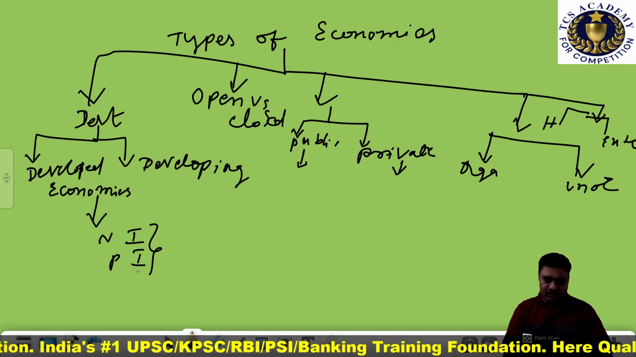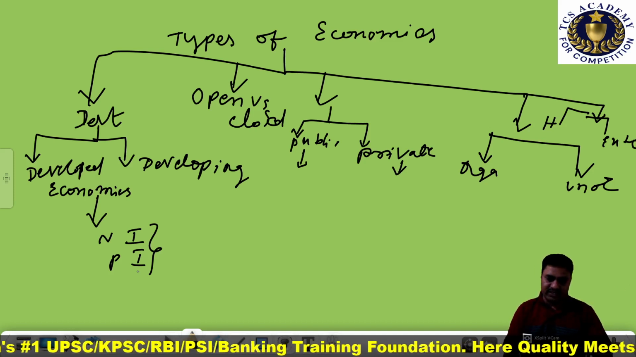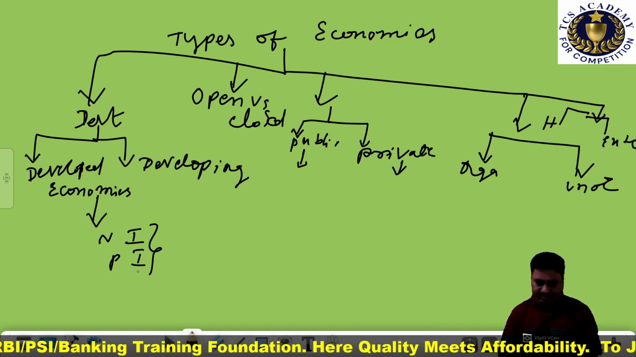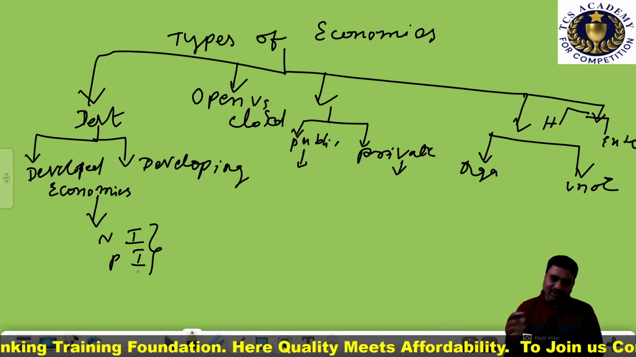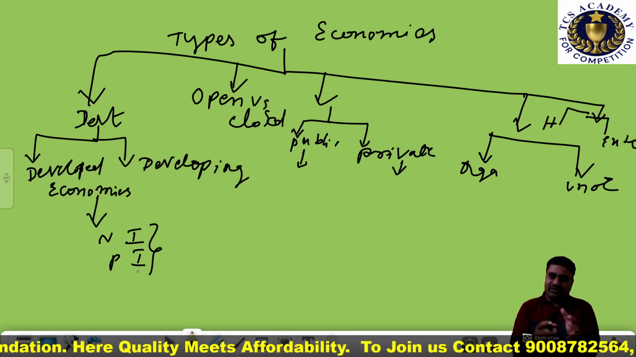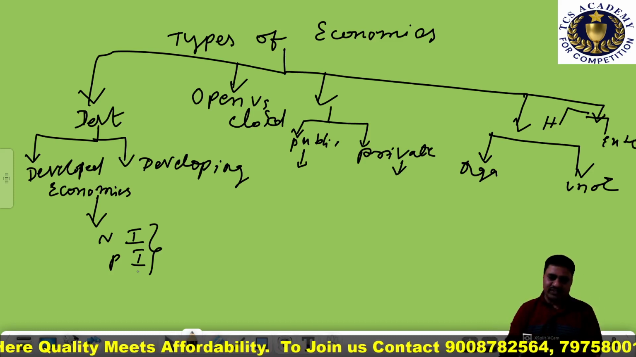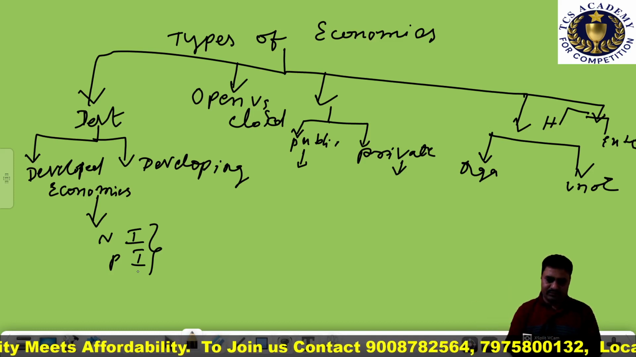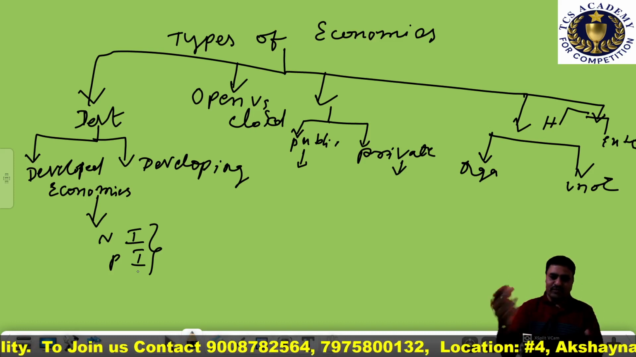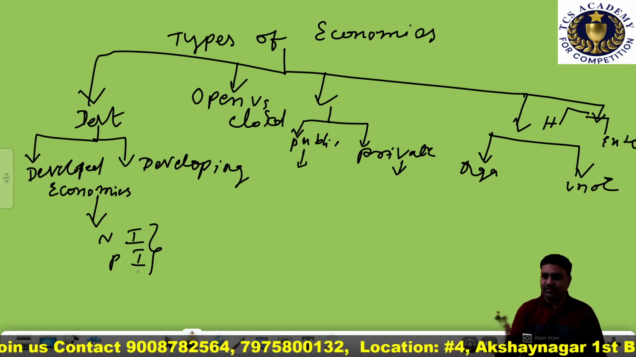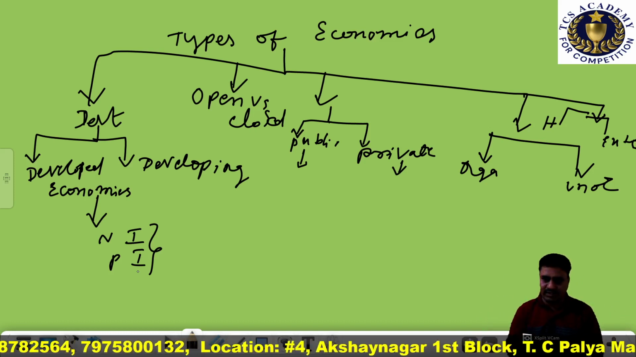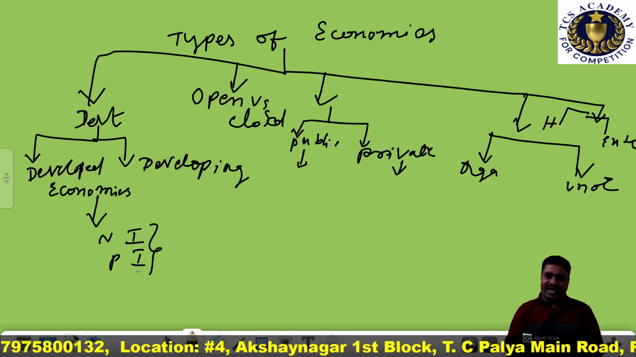Okay, so we have one more classification, that is organized economy and unorganized economy. The organized sector is one in which the terms and conditions of employment are fixed and regular, and such jobs are assured work. There will be social security for the workers who are working in the organized sector. Clear? At the same time, we have the unorganized sector.